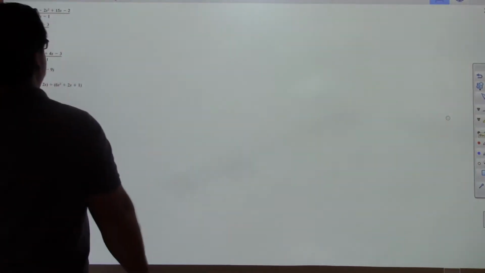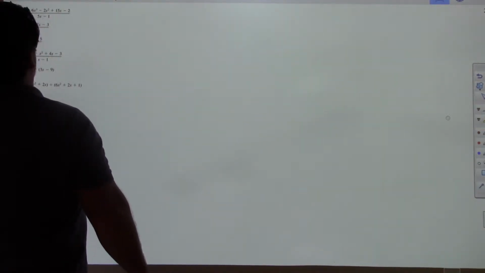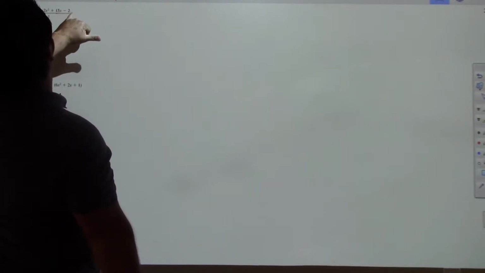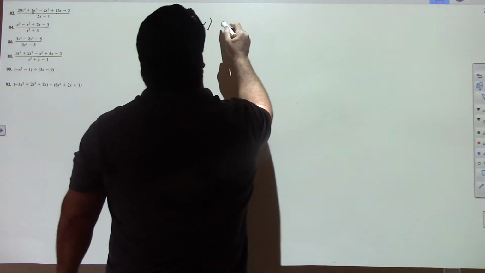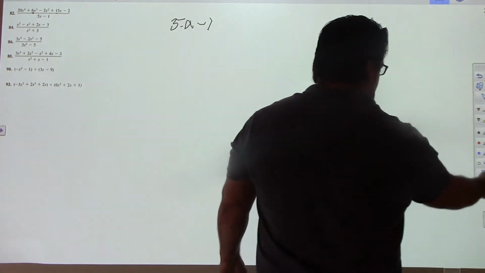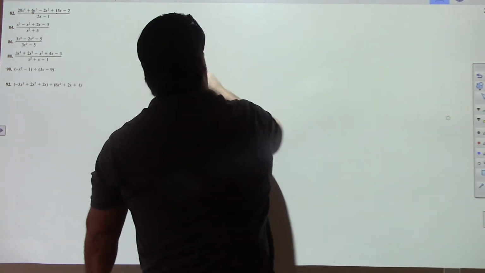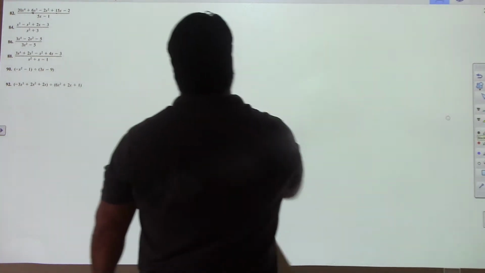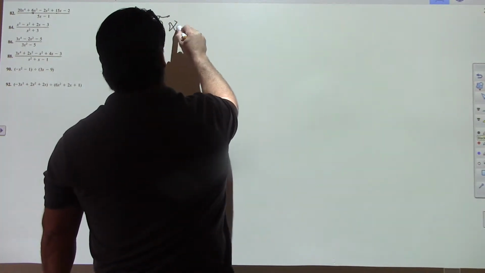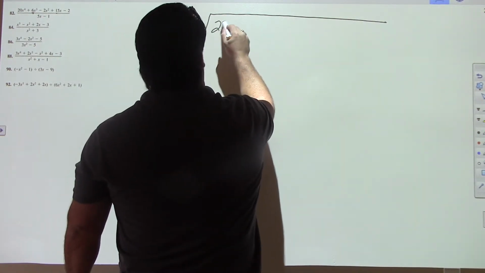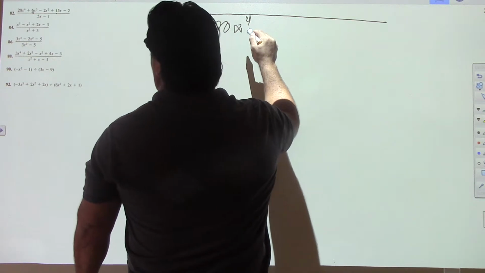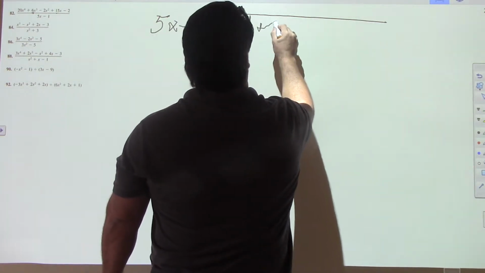So now you can start looking at them and going 4, 3, 2, 1, 0. Is anything missing? No. So 5x minus 1 into 20x to the 4th plus 6x cubed.